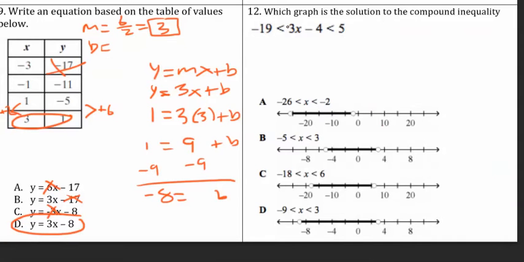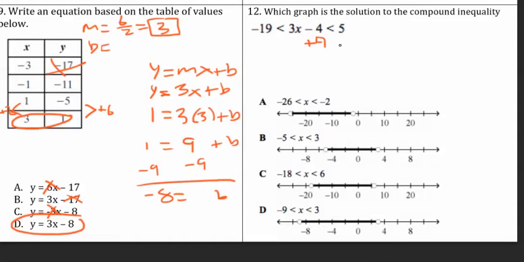Last one, almost there. Alright, so we need to figure out which one of these is the correct solution to this compound inequality. Now this thing's a little weird because I have an inequality symbol here and here. I'm just going to treat it like a 3-sided inequality, and here's what I mean by that. I want to get x by itself, so to do that I need to get rid of this minus 4 and get rid of this times 3.